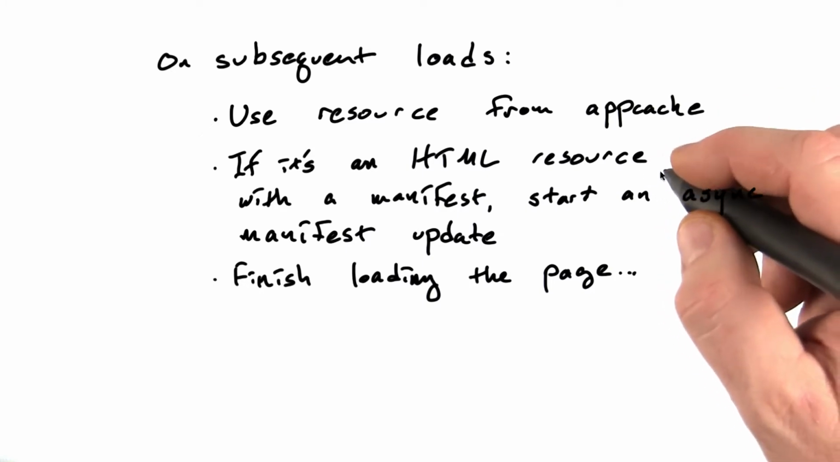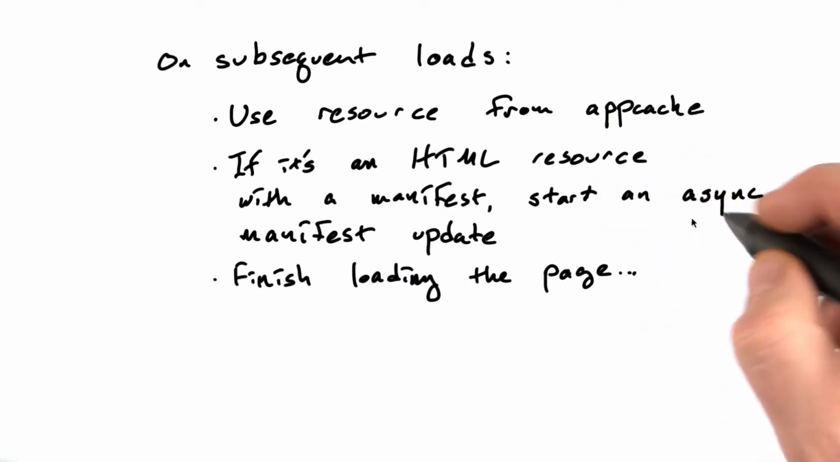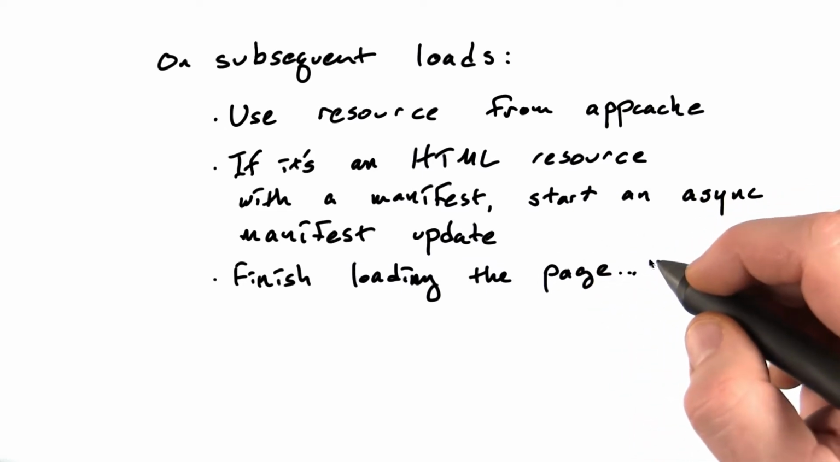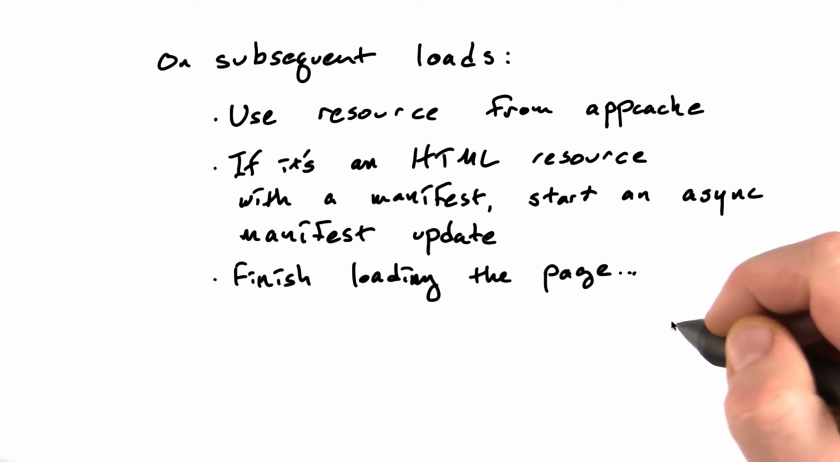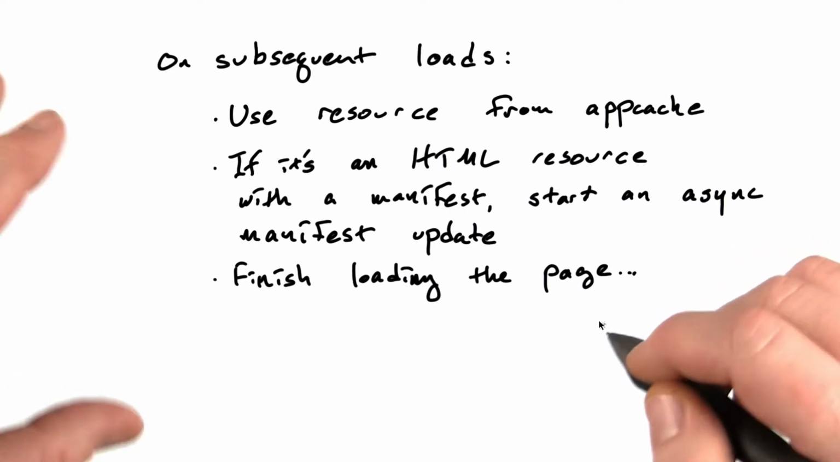If it's an HTML resource with the manifest, for example that master page we started with, then we'll start an async update of that manifest file at the same time, and then continue loading the rest of the page. Now if the manifest has been changed, the browser will update the files in a new application cache. But remember, it's already loaded the page.